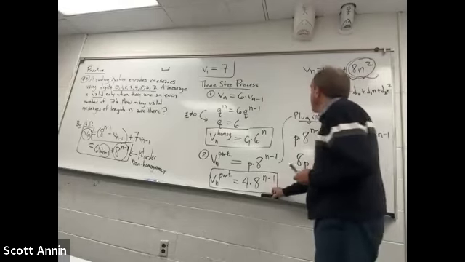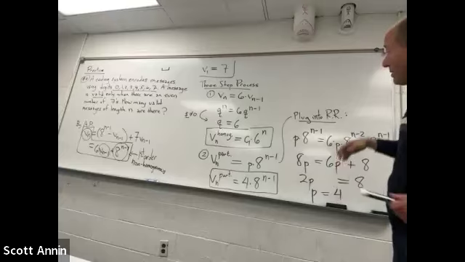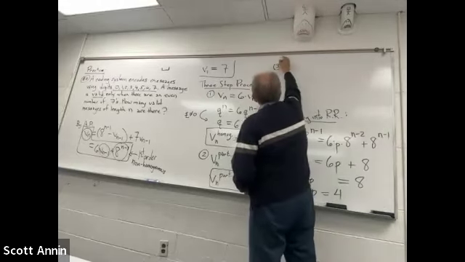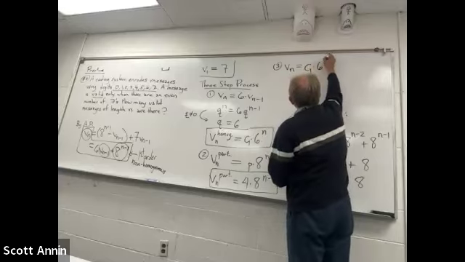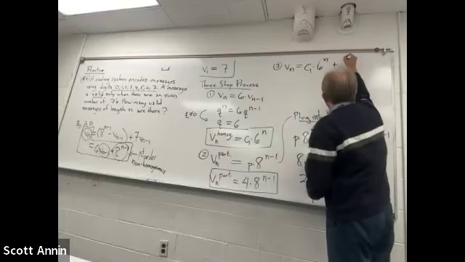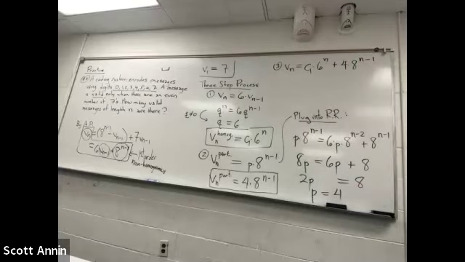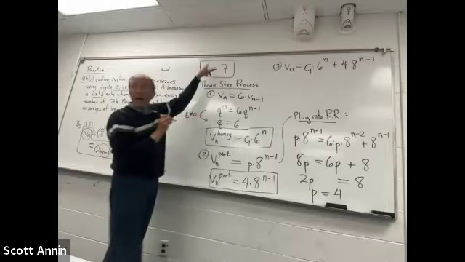So now, step 3 of the process. Step 3 of the process is where we simply add together these two parts. So for step 3, v sub n is equal to c1 times 6 to the n plus 4 times 8 to the n minus 1.